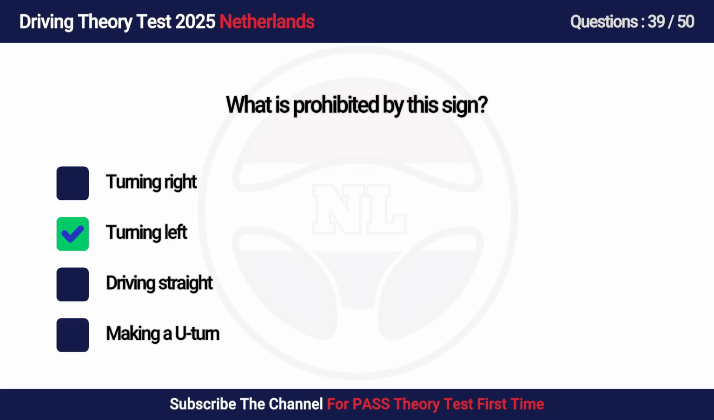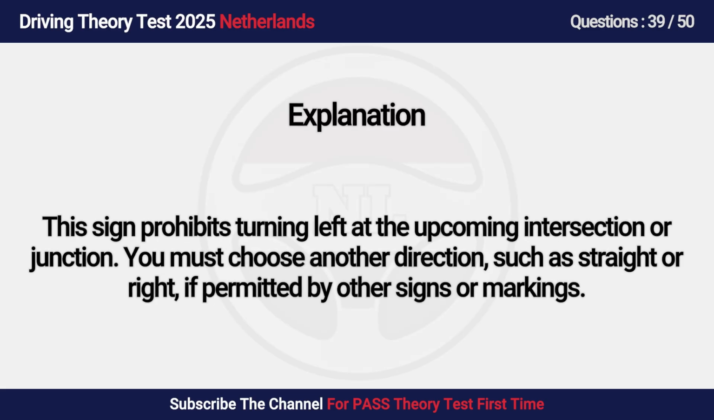Answer is B. Turning left. This sign prohibits turning left at the upcoming intersection or junction. You must choose another direction, such as straight or right, if permitted by other signs or markings.